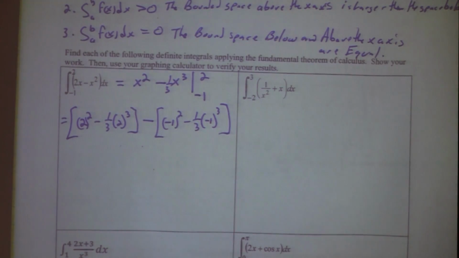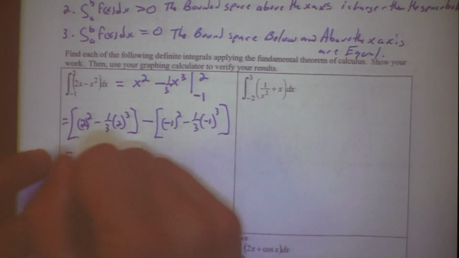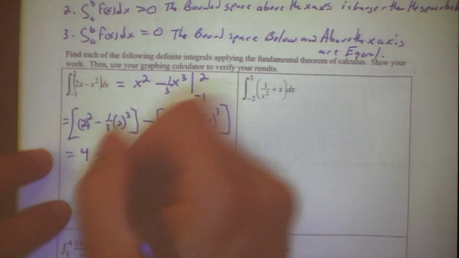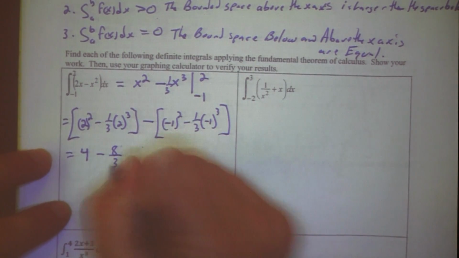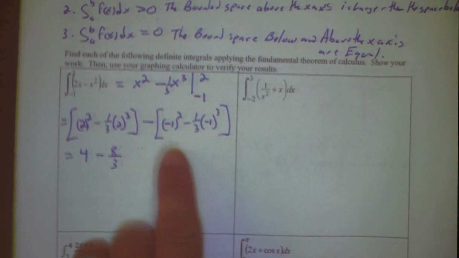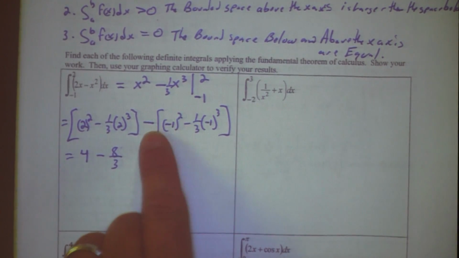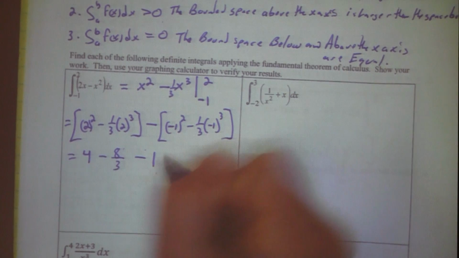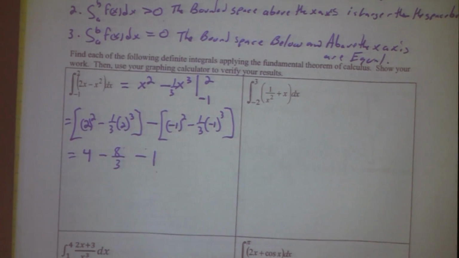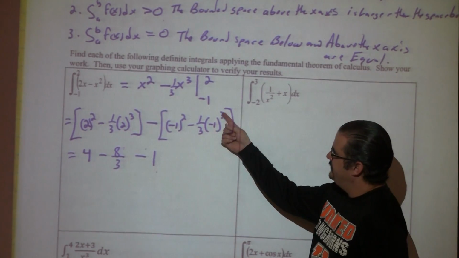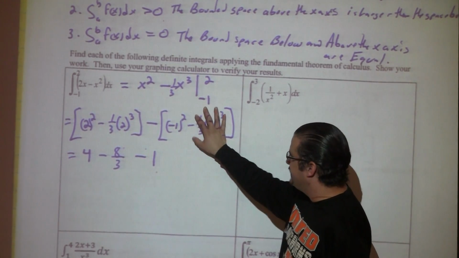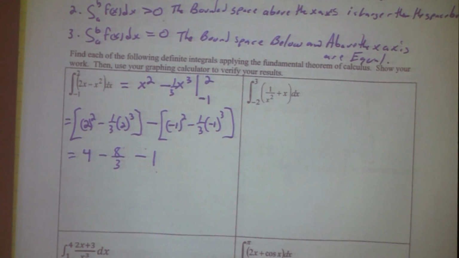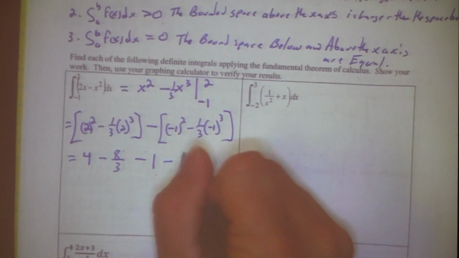Oh no, there's fractions. 2 to the second, what is that? 4 minus 2 to the third? 8 times 1? 8 over 3, right? Okay. Negative 1 to the second, that's 1. But it becomes minus 1, right? And then we have negative 1 to the third, that gives us what? Negative 1 times negative 1/3? Positive 1/3, but then there's a negative there, so it comes back to becoming negative 1/3.